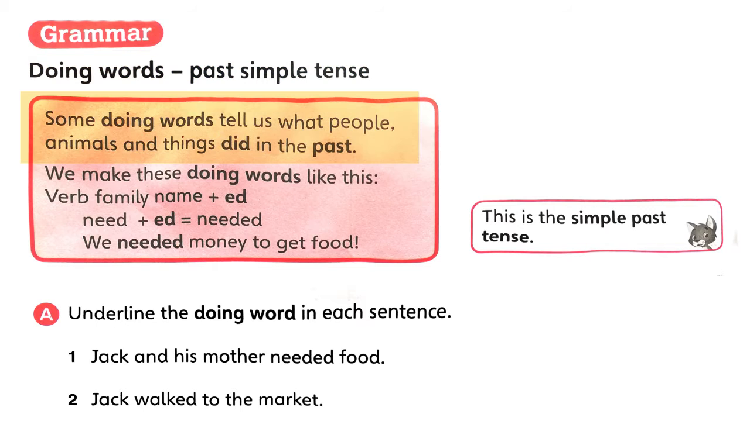Okay, right. Some doing words tell us what people, animals and things did in the past. We make these doing words like this: the verb family name plus ed. So the verb family name, if it's need, we add ed, then the word becomes needed, right? So this is how the word will be used. We needed money to get food.